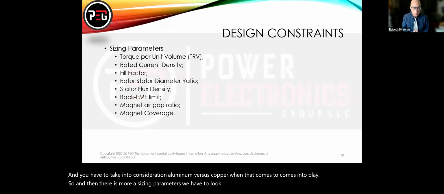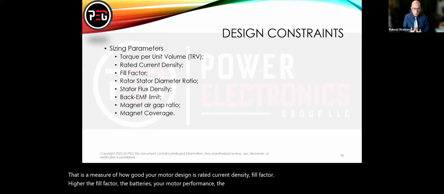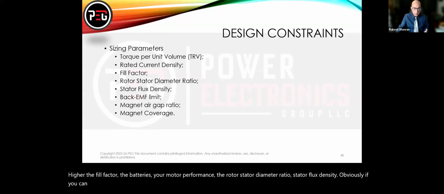Torque per unit volume. That is a measure of how good your motor design is. Rated current density, fill factor. The higher the fill factor, the better your motor performance. The rotor stator diameter ratio, stator flux density. Obviously, if you can maximize your flux density without saturating the material, you're better off. You're using the materials better.